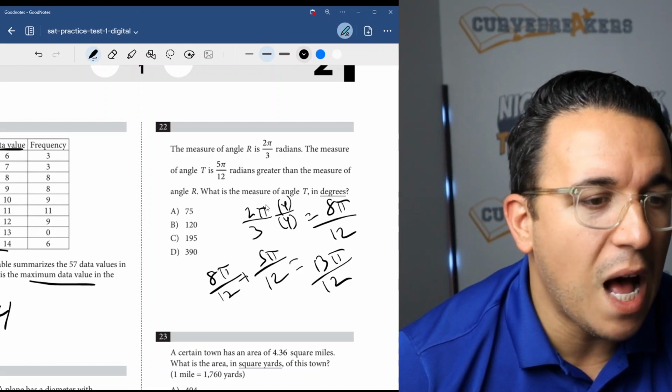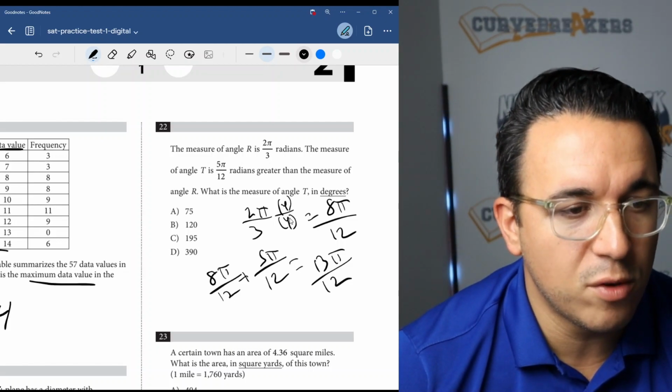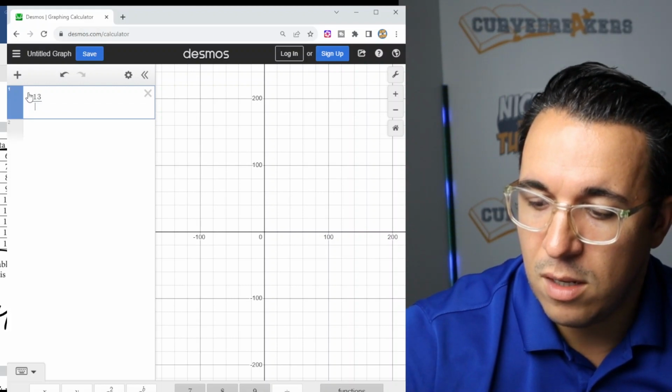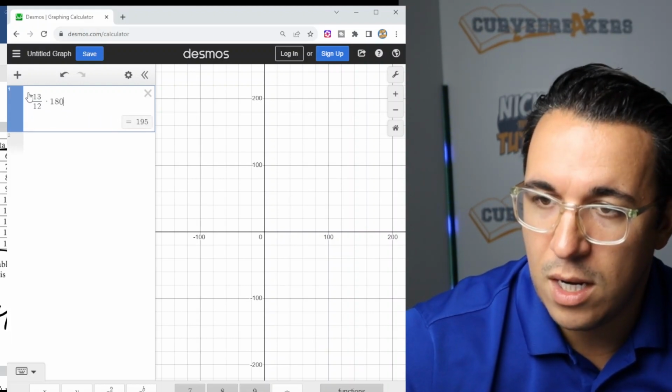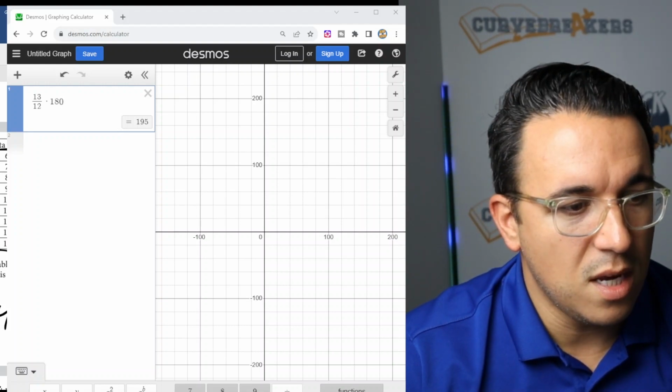Now remember, pi is 180 degrees. They want this in degrees, right? So we just have to do 13 over 12 times 180. So let's go over to Desmos here. 13 divided by 12 times 180. So 195 is going to be the correct answer. So we're going to go with choice C, 195.